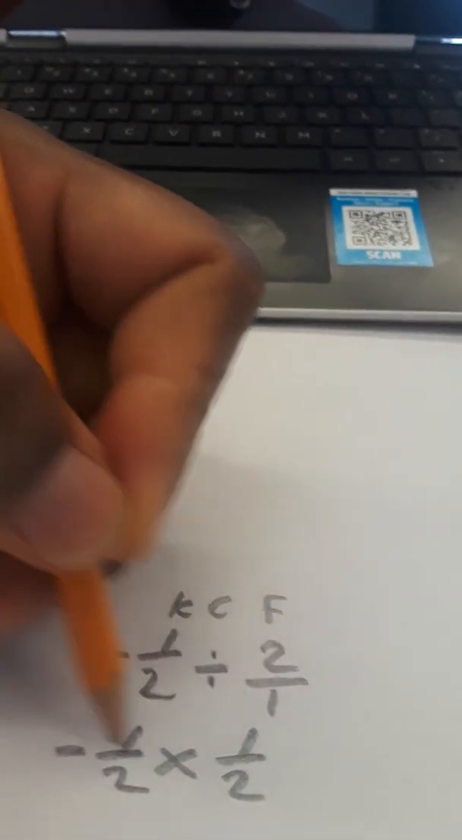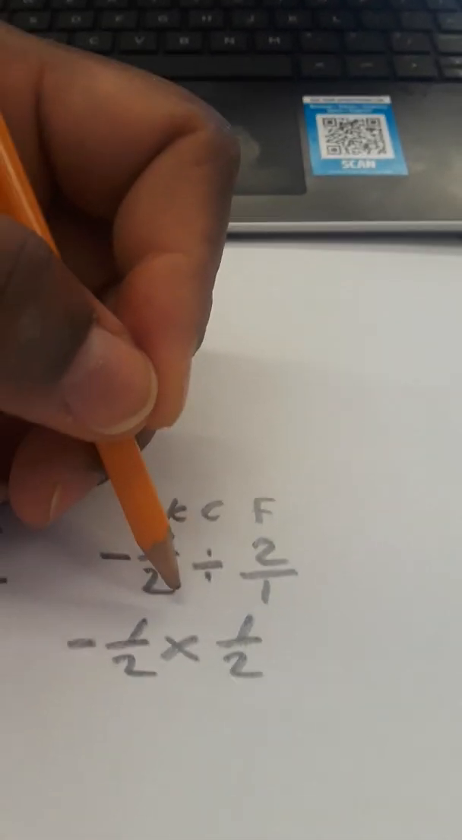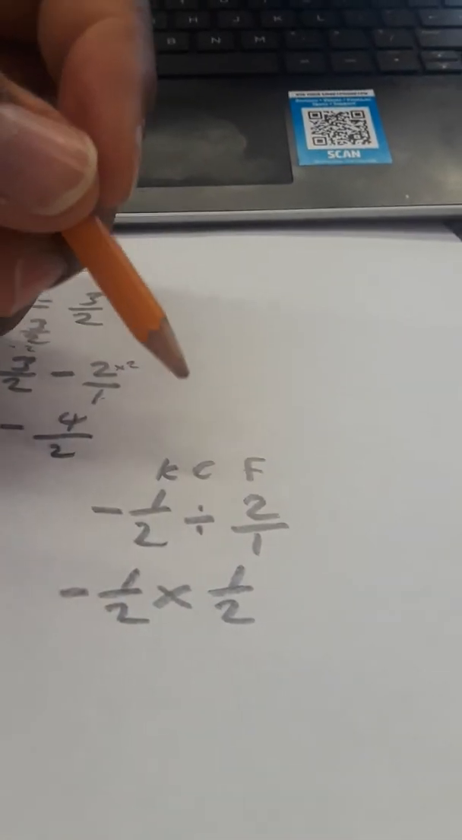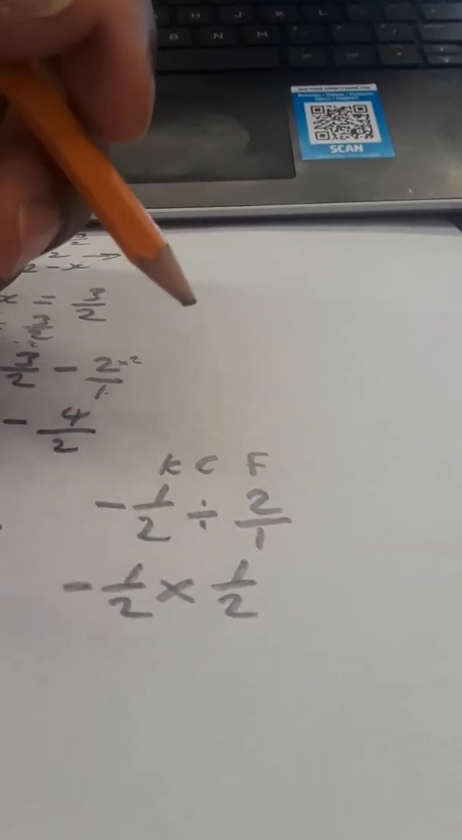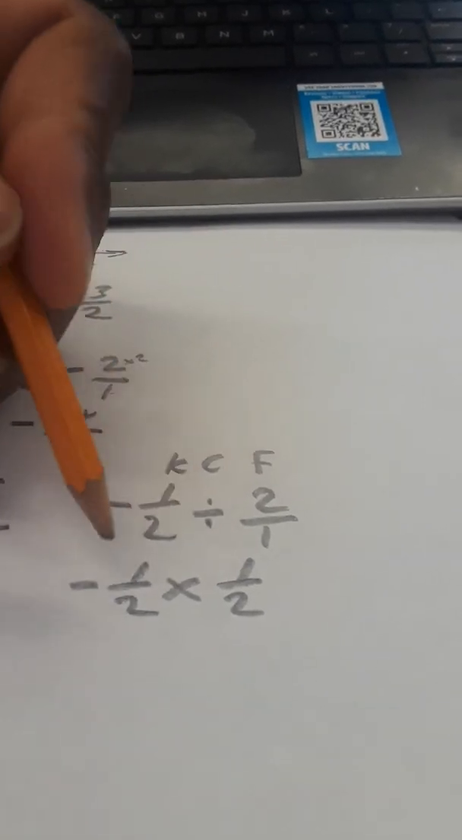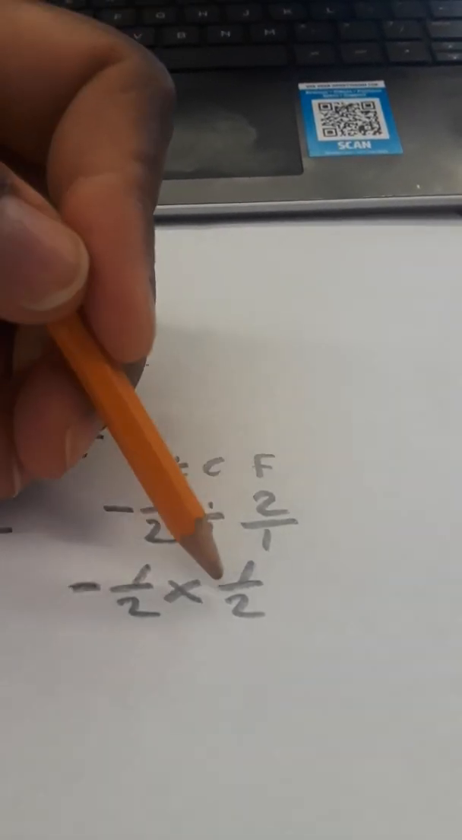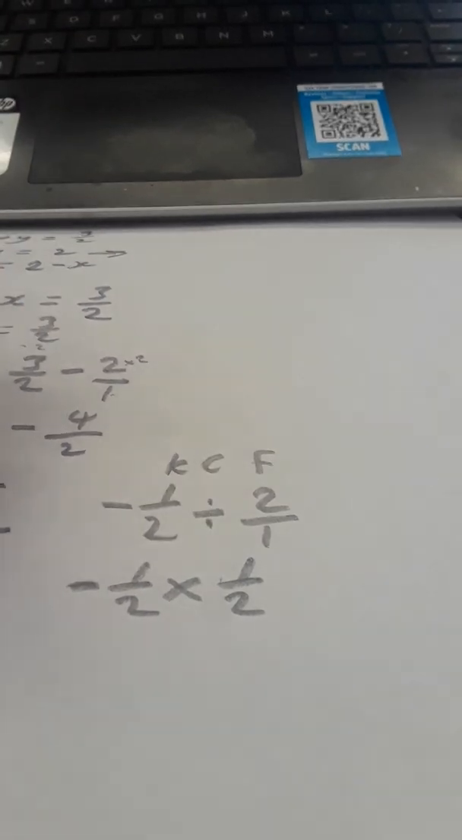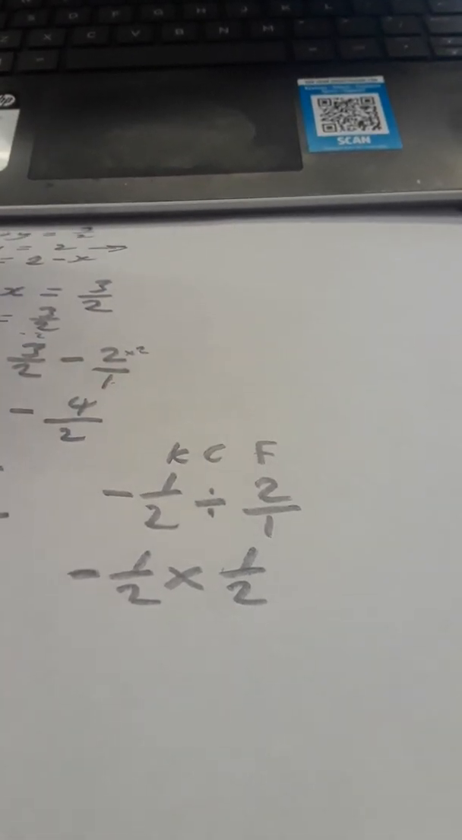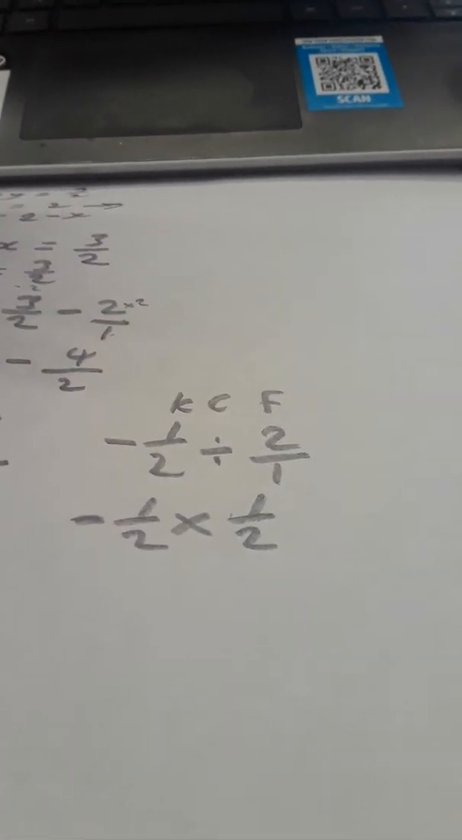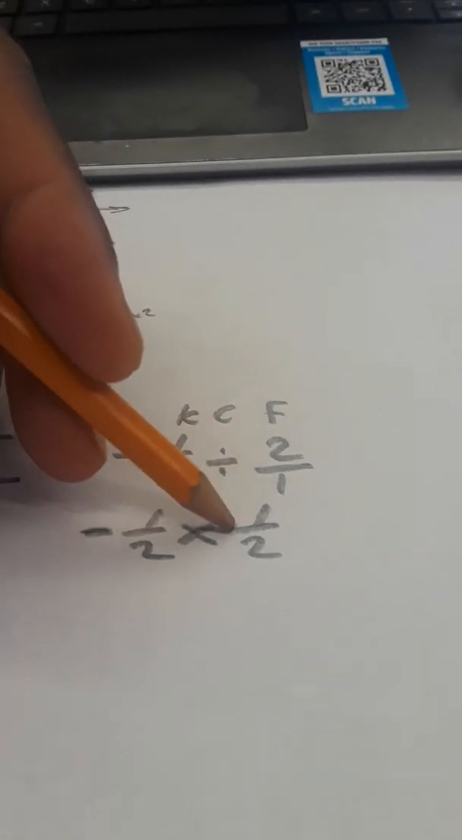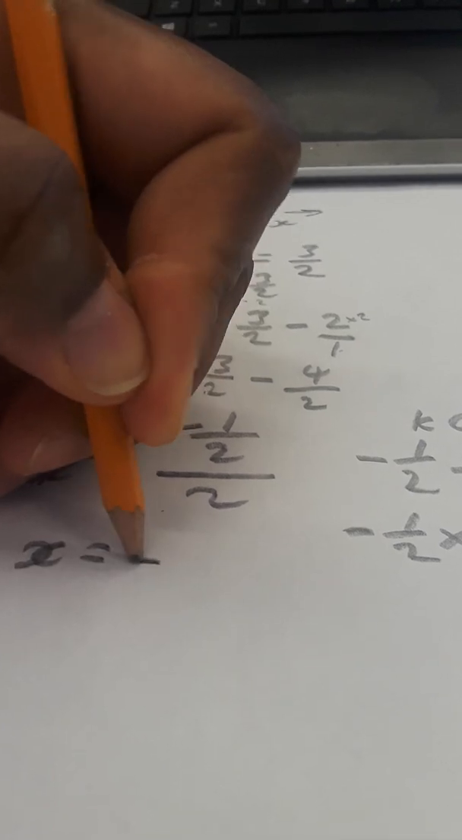Now I have a multiplication of fractions. For multiplication of fractions, I simply multiply the numerators and multiply the denominators. But look, I have a negative here, and I'm multiplying it by a positive. I already know my answer. When you multiply two numbers and the signs are different, a negative and a positive, the answer is going to be negative. So I'm going to put my negative sign here.